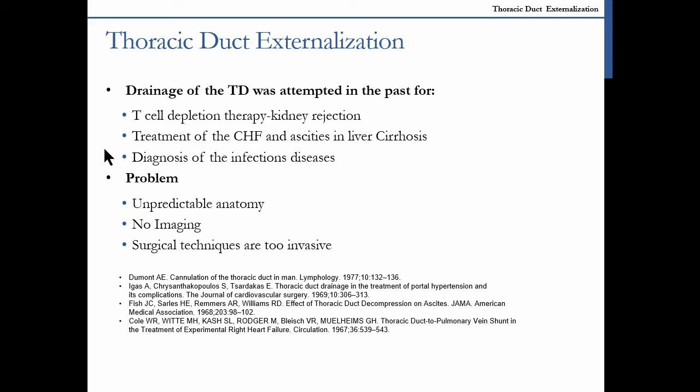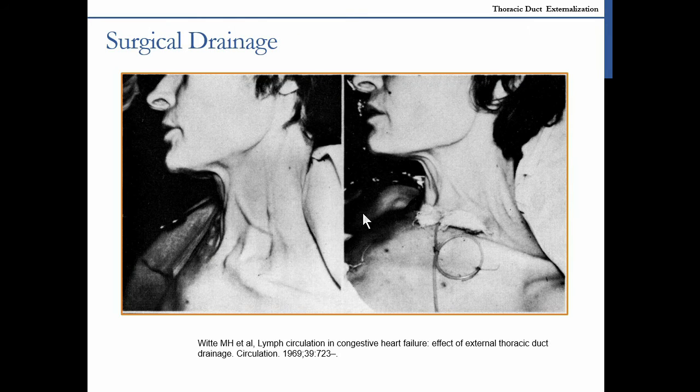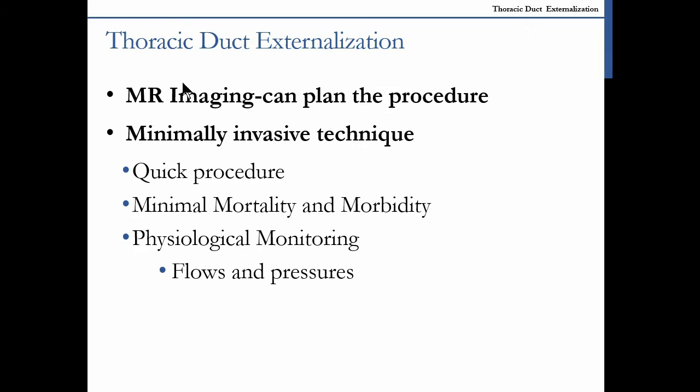The problem is it's always been done by surgeons who cut the skin and try to find something. They actually couldn't see that much, and there was quite a complication rate after these procedures. Can we do it better? Yes, we can. This is a paper from Whittier, where they did 12 patients with acute drainage of the thoracic duct. So if we can use MRI to understand anatomy, we can use a minimally invasive technique, improve procedure time and achieve a better result.